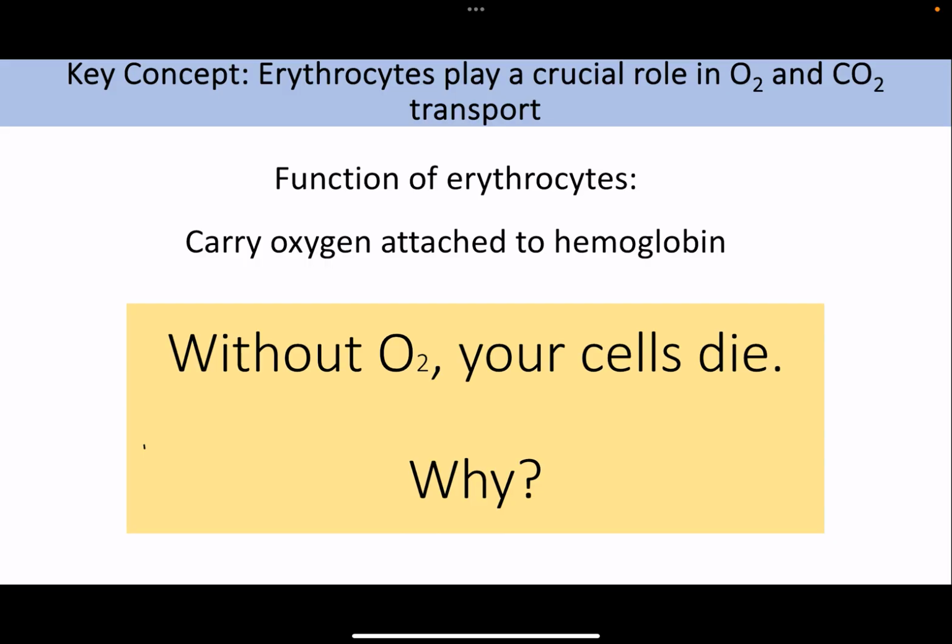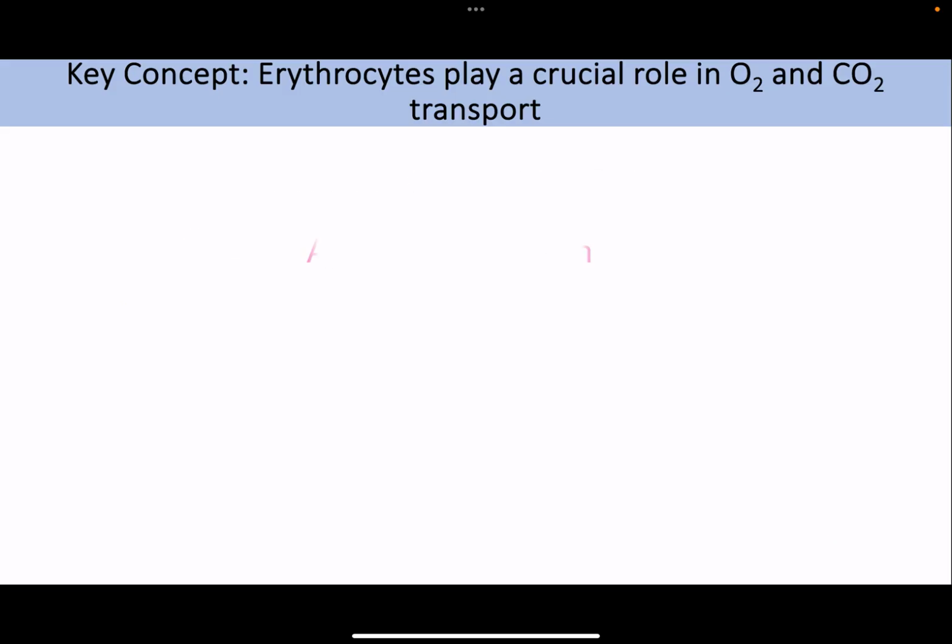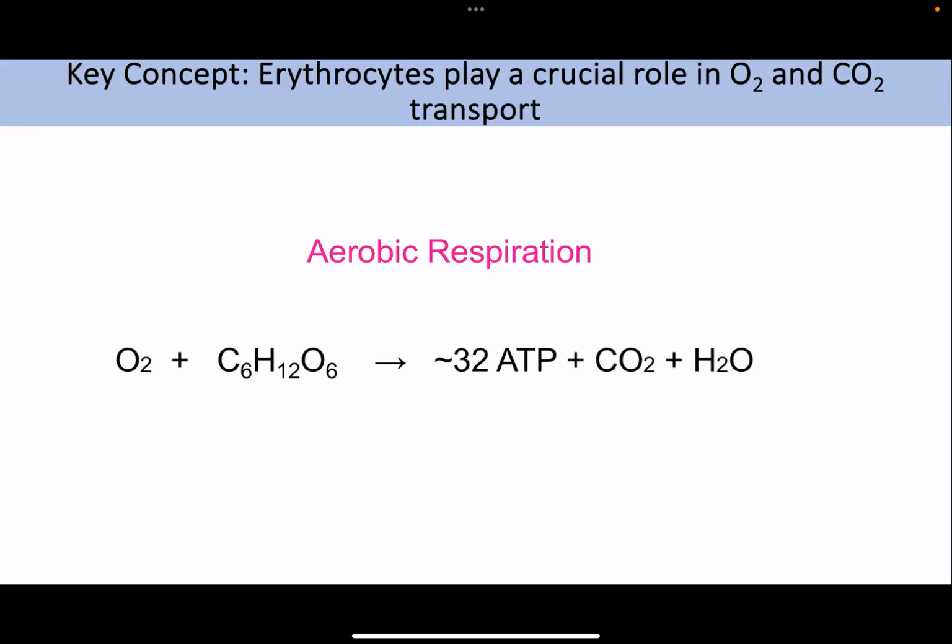Okay. So all of our cells are going to rely on that transport of oxygen. So how it makes that energy is through aerobic respiration. Oxygen plus glucose, which is C6H12O6, is used to make about 32 ATP, plus some CO2, plus some water. And if you want to include it, you can say that heat is produced as well.